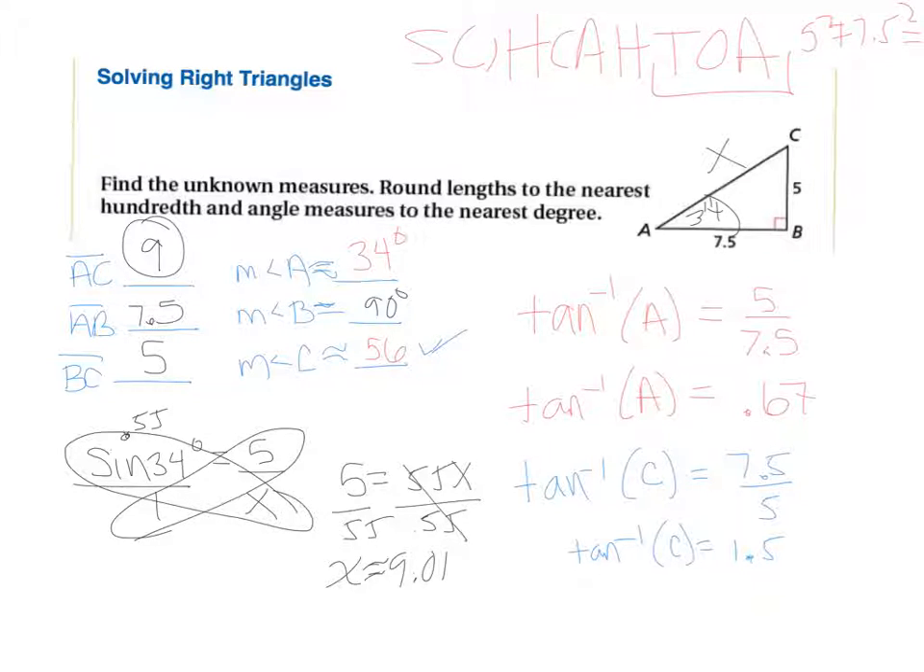And then for the missing side measurement, you can either use Pythagorean theorem, since we were given two sides, or you can use trigonometry there as well.